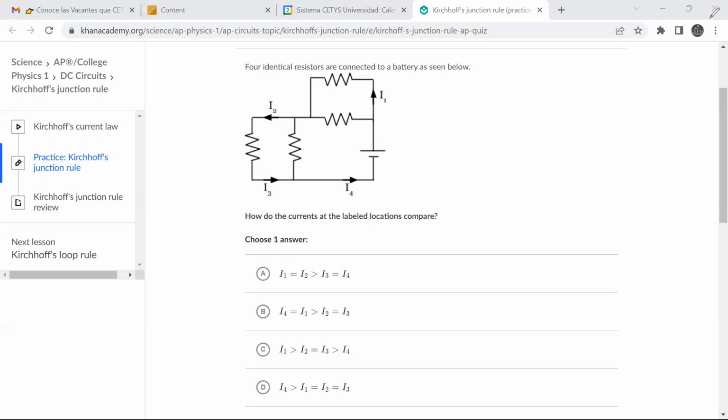Okay, everybody, let's begin. First off, let's do the same thing we did with the other one. Let's write down things that we know. So first off, 2 and 3 are the same. We know that because they're going into the same element. So I2 is equal to I3.